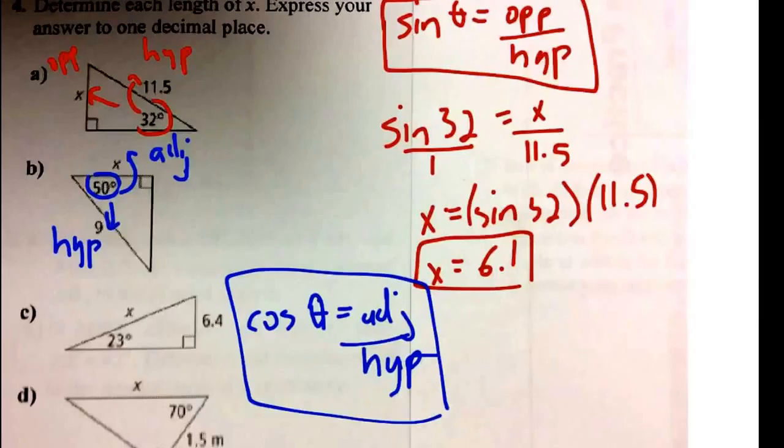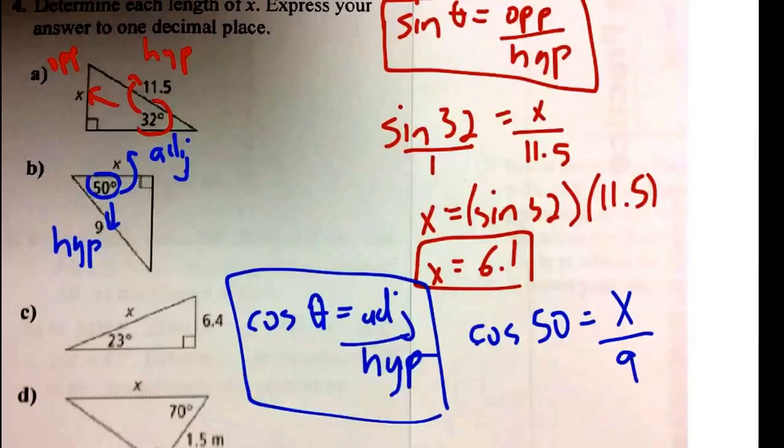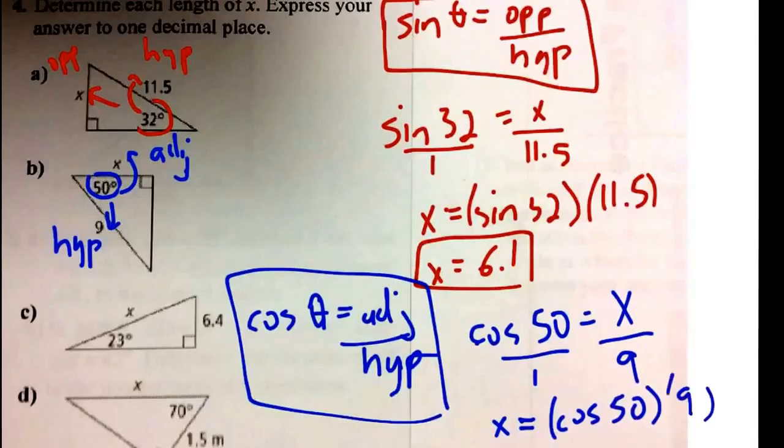So letter B, we would set it up exactly the same way, except we would write it as cosine of 50 instead of sine or tangent. Adjacent is x, hypotenuse is 9. We're going to cross multiply, so we'll get x times 1 equals cos 50 times 9. And you can do that on your calculator, and your answer is 5.8 if we round it off.